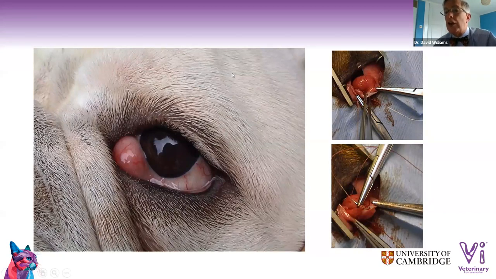You pay your money and you take your choice, don't you? But I know a number of practices that do a lot of bulldogs and just take them out. I mean, I have lost one dog under anesthesia while removing one of these, in a referral institution, where the animal just collapsed. So these things do sometimes happen.